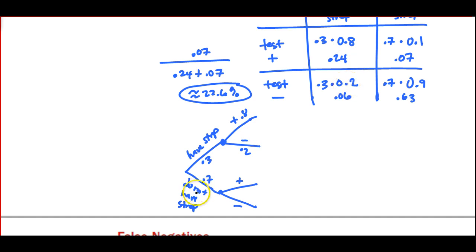When you're not sick, it's 90% accurate. So when you're not sick, you want a negative result, so we'd put the 90 down here with the negative test result, and the complement to that up here at 0.1.